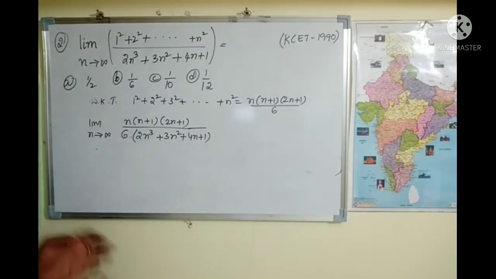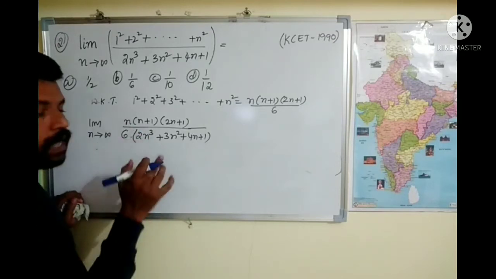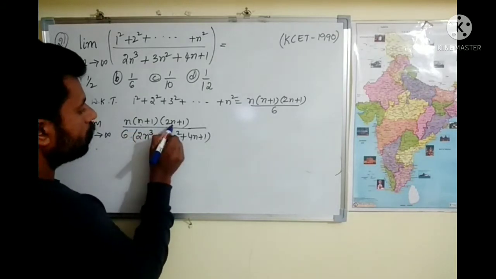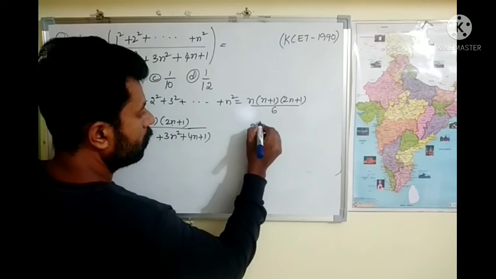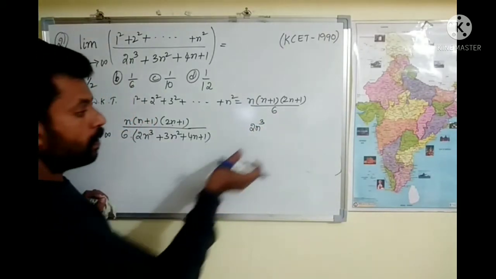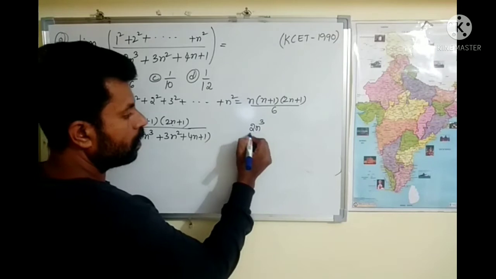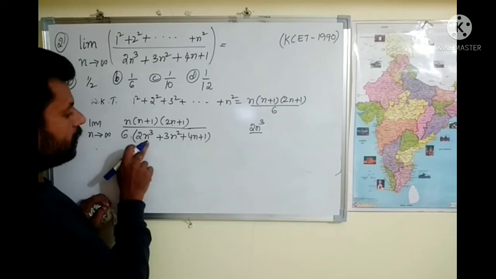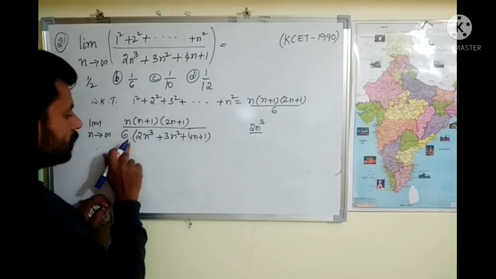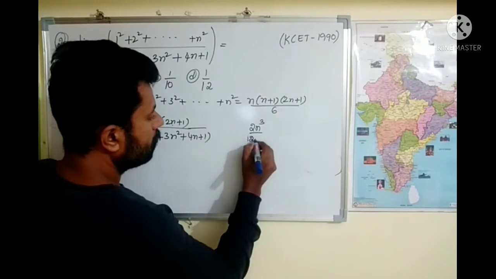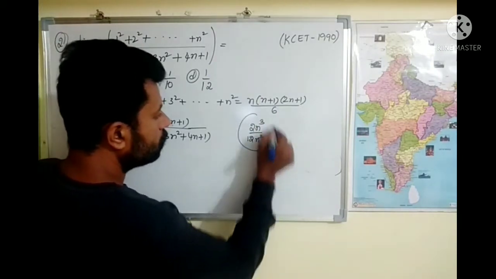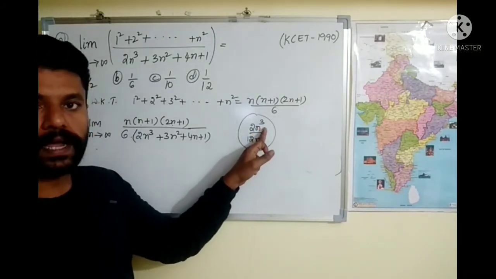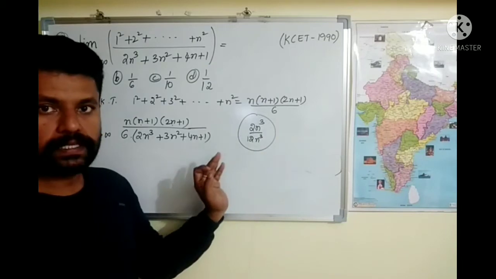Now observe, in the product of the numerator terms, the highest degree is n into n, which is n square, into 2n cube. The coefficient of this term is 2. The highest power of n is 3, and in the denominator the highest power of n is also 3. Here the coefficient is 6 into 2, which is 12n cube. Now observe this result: here we have the same power. The degree of the numerator and the degree of the denominator are the same.